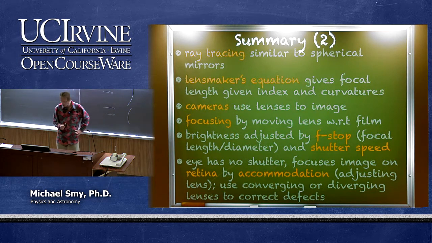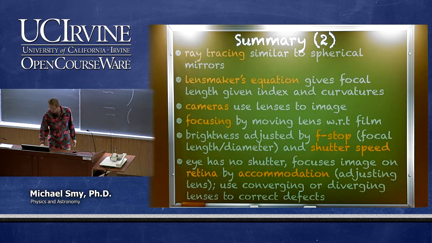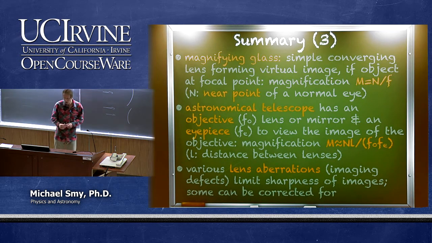Cameras use lenses to image, and the focusing is done by moving the lens with respect to the film to make sure that the image distance corresponds to the distance between film and lens. The brightness is adjusted by the f-stop, the focal length over the diameter of the lens, and the shutter speed. The eye doesn't have a shutter. It focuses an image on the retina by accommodation, meaning that the curvature of the lens is adjusted. And one can use converging and/or diverging lenses or even cylindrical lenses to correct defects in the curvature of the eye, which is called astigmatism.